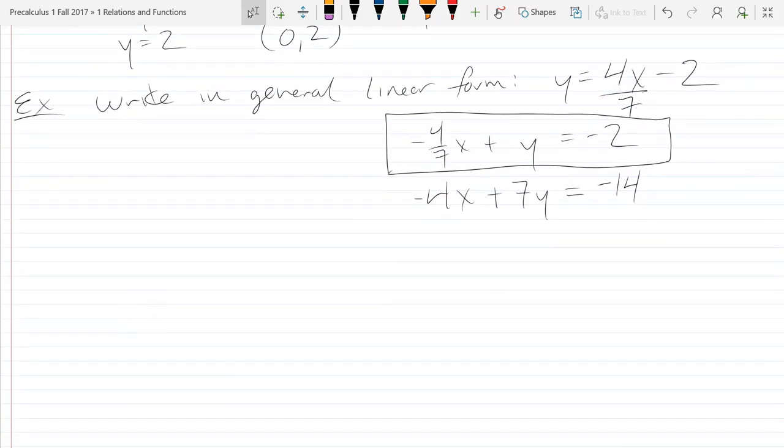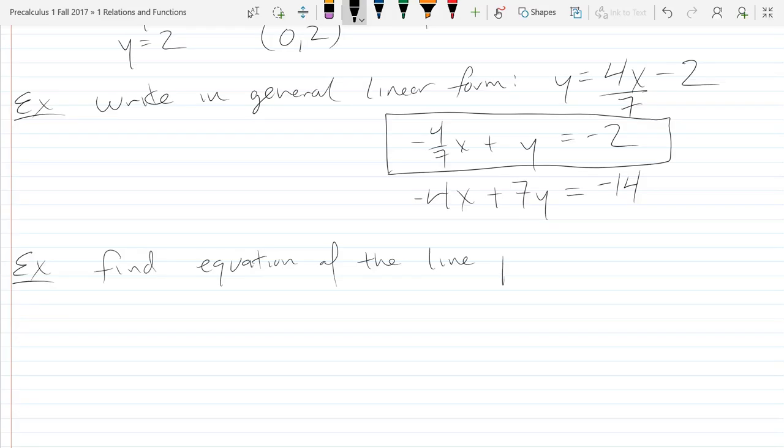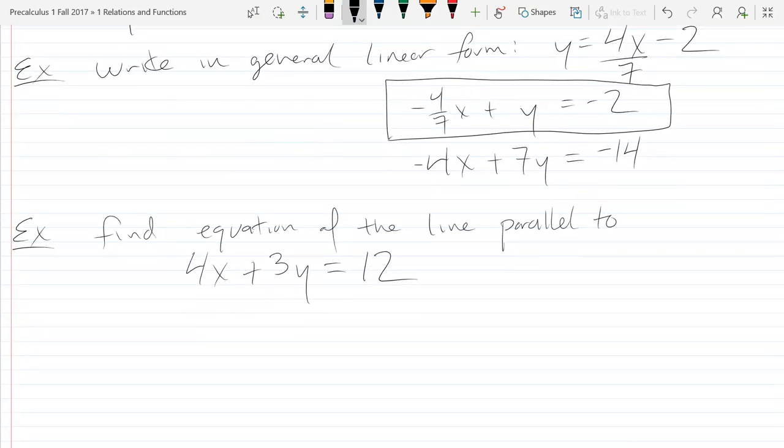So we're going to do our last few problems with lines, and we'll go back to the perpendicular and parallel. So we'll do parallel first. So I want an equation of a line parallel to 4x plus 3y equals 12, passing through, we'll make it easy, we'll just go through 1, 1.